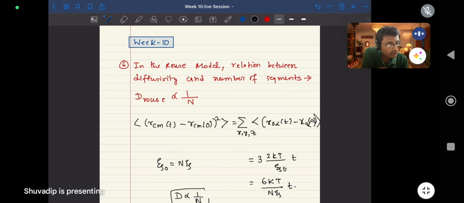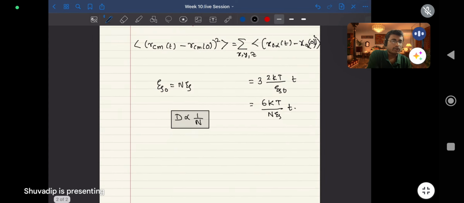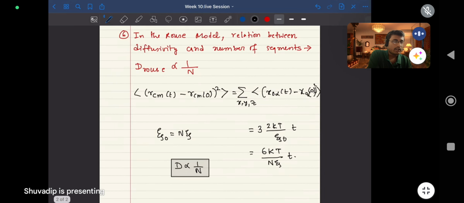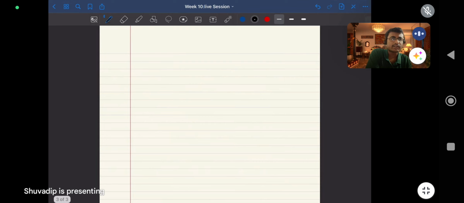Even though we got this relation in the case of the Rouse model, it appears that this is not the correct relation between diffusivity and the size of the polymer, or number of segments. So we need an improved model in some sense, and that is the motivation for the improved model, which is called the Zimm model. So today we will discuss the Zimm model, and we'll try to get the correct relation between diffusivity and the size of the polymer.